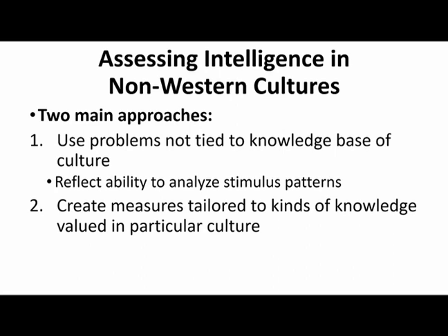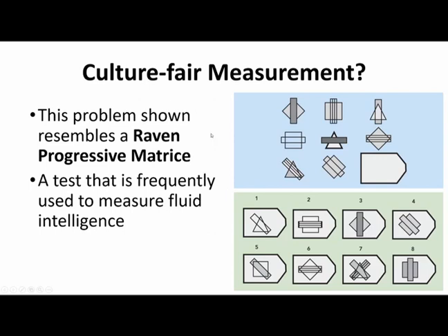The first of the approaches that you could go with is to use problems that aren't specifically tied to the knowledge base of any one culture. So you could look at the ability to recognize stimulus patterns or make connections between different objects. An example of this would be the Raven's Progressive Matrices, which is seen on this page here.